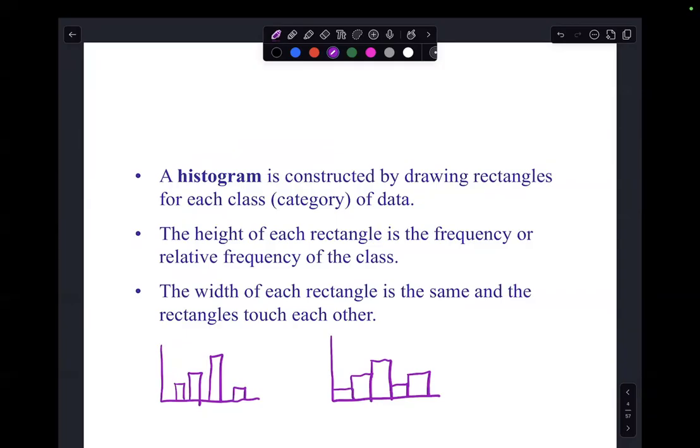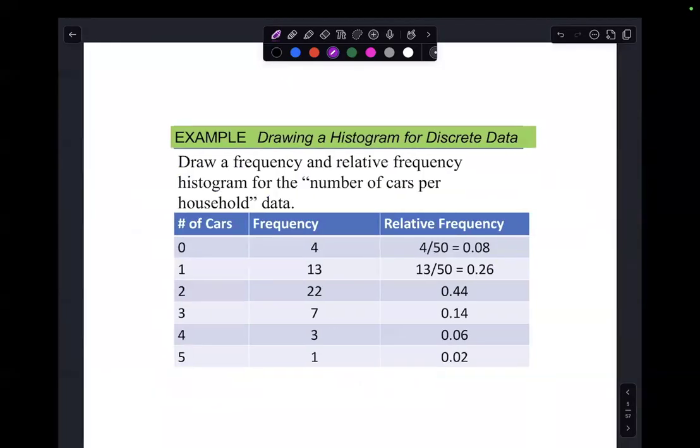Most of the time, we use histograms for continuous data. In this example, we're going to use it for discrete data, and it is occasionally used for discrete, but most of the time we use histograms for continuous data. I'm going to show you a histogram for the number of cars people own. Once again, here's our frequency and our relative frequency. The far left is the number of cars.